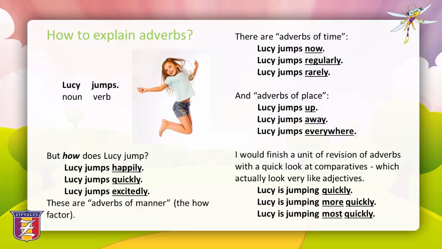Then there are adverbs of time. Lucy jumps now. Lucy jumps regularly. Lucy jumps rarely. And adverbs of place. Lucy jumps up. Lucy jumps away. Lucy jumps everywhere. I would finish a unit of revision of adverbs with a quick look at comparatives, which actually look very much like adjectives. Lucy is jumping quickly. Lucy is jumping more quickly. Lucy is jumping most quickly.